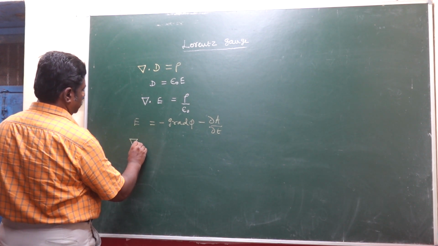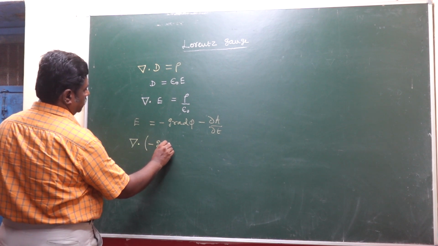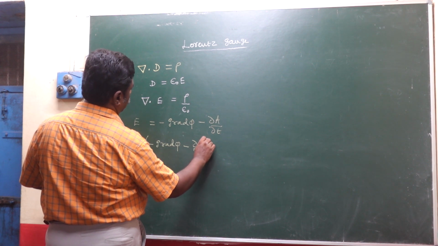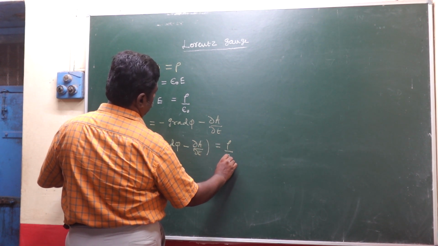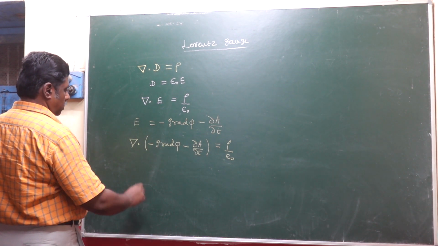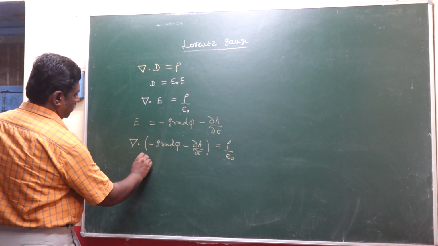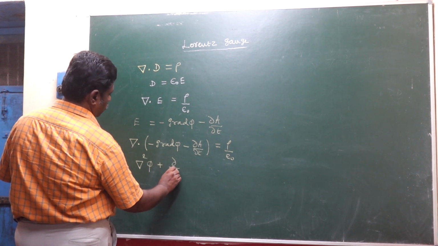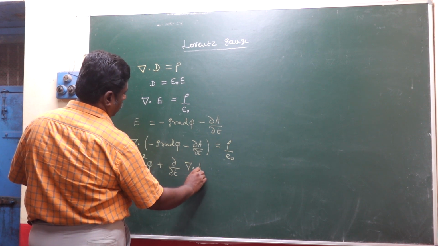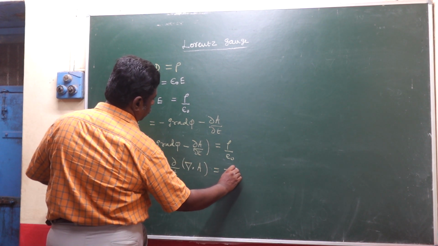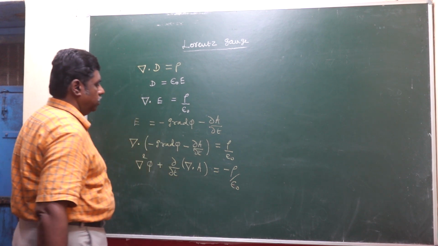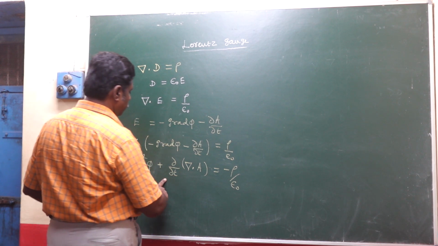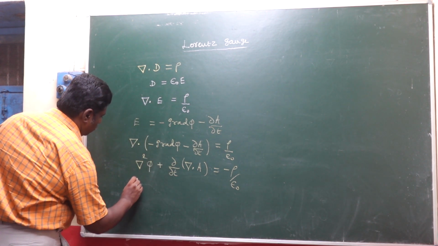Now this is del dot of minus grad phi minus dou A by dou t equal to rho by epsilon naught. This is del square phi plus dou by dou t of del dot A, which is equal to minus rho by epsilon naught. Just I have multiplied all the terms by negative sign. With this equation, we have to carry out one operation.